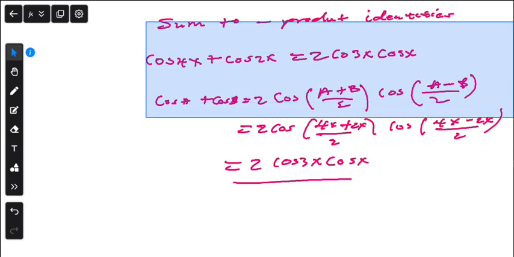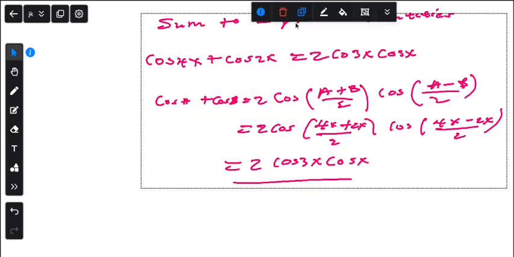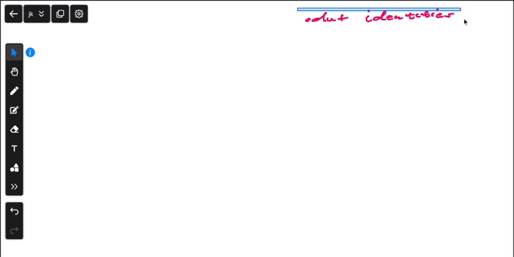So let's try to talk about now these things that you need to understand under trigonometry also.